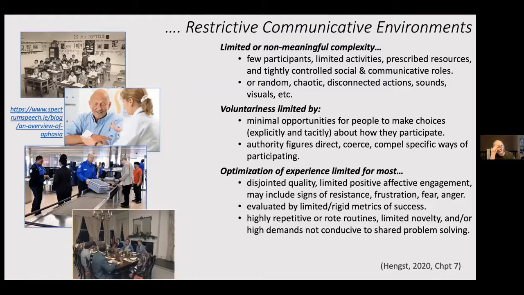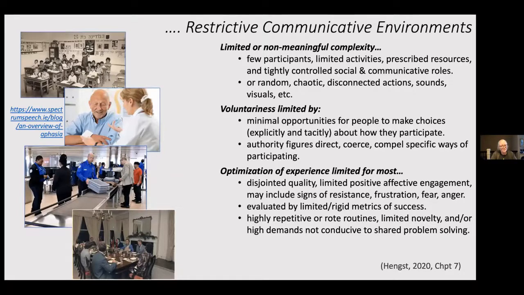At the other end of the continuum are restrictive environments. These are often associated with institutionalized spaces built to enforce a dominant set of activities and to compel people to align around key roles. In restrictive environments, we expect limited or non-meaningful complexity with few participants, limited activities, and prescribed or tightly controlled ways of participating.